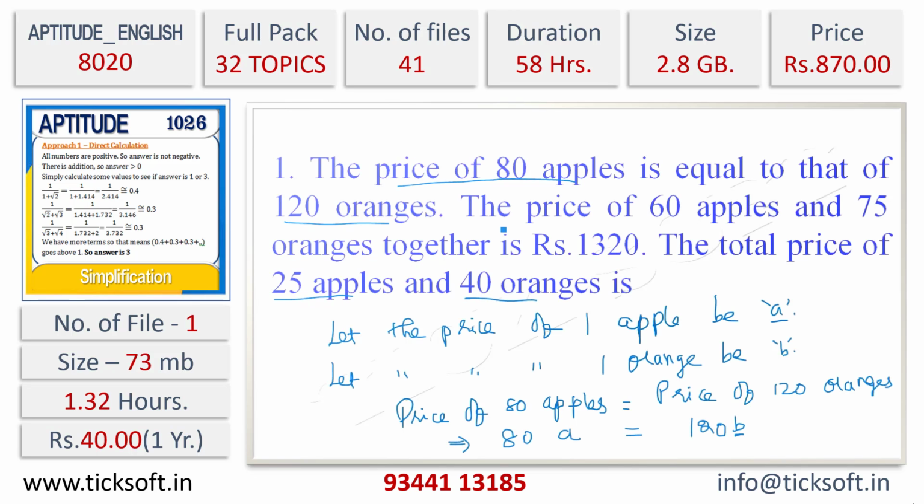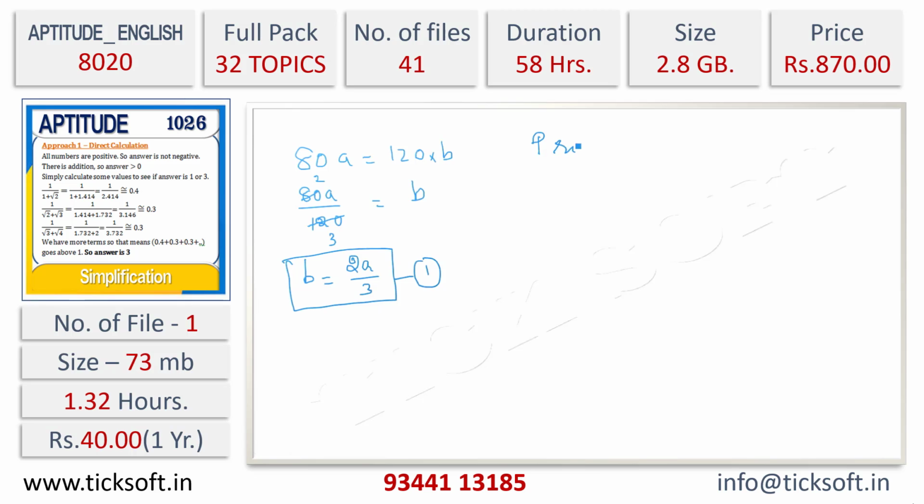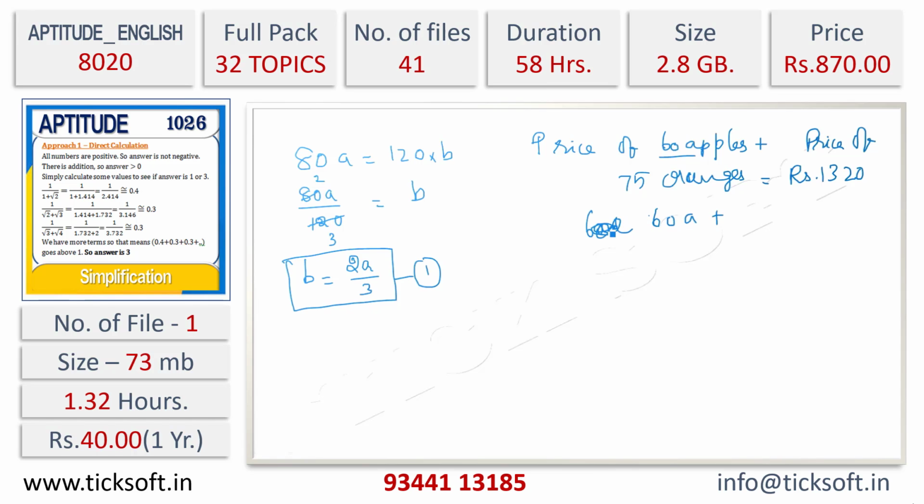And now we are going to take the second condition. What is the second condition here? The price of 60 apples and 75 oranges together is equal to rupees 1320. That is, the price of 60 apples plus the price of 75 oranges is equal to the given amount, rupees 1320. So the price of 60 apples is 60 into A, 60A, and the price of 75 oranges will be 75 into the price of one orange, which is B. So we get 60A plus 75B equal to 1320.